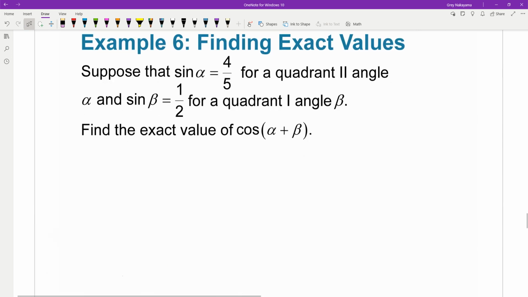Okay. Last 3 problems are tied together. It's one problem. It's like this is the last problem in your practice assignment, but it has 3 parts to it. I just have it as 3 different examples. Okay. But all of these are dealing with the sine of alpha is 4/5 for a quadrant 2 angle. This is important. And sine of beta is 1/2 for a quadrant 1 angle. Okay. And they're asking us again for the exact value.